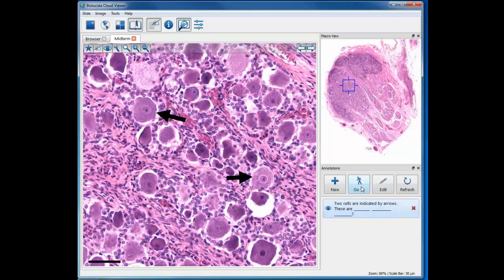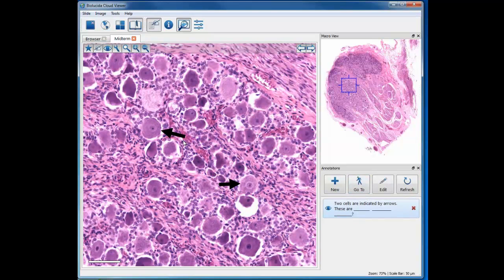Okay, this question presented 2 cells that were indicated by arrows, and the question said 2 cells are indicated by arrows. These are... Sorry, I had to pause there because my phone was ringing. I'm back now, and these cells are sensory ganglion cells.